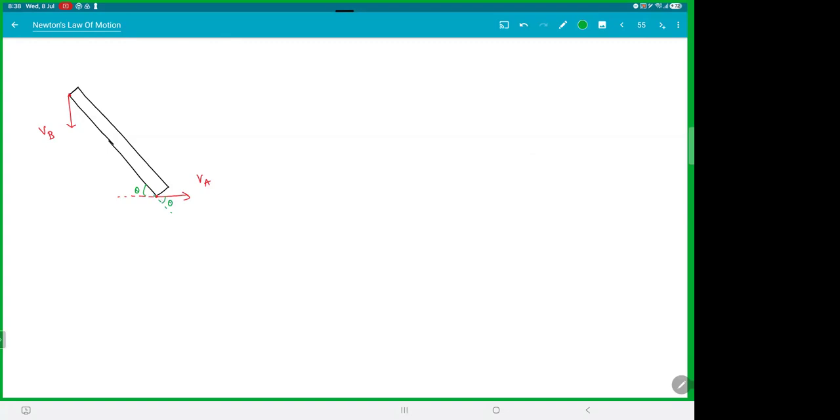This angle is theta. So the component along the rod will be VA cos theta. This will be 90 minus theta. So this component will be VB cos(90 minus theta). Cos(90 minus theta) is sin theta. In a rigid body, the velocity along the rod must be same. So VA cos theta is VB sin theta. So VB is equal to U cot theta. I already showed it down. So there. Got the velocity part?